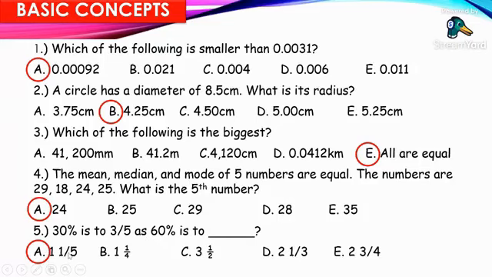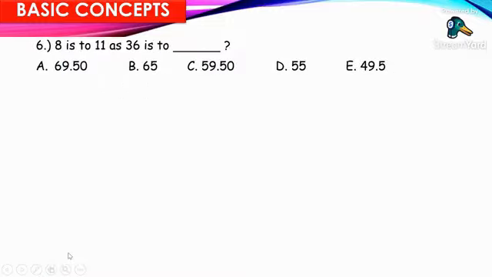Okay, let's have number 6. Number 6, ratio and proportion pa rin. So, 8:11 as 36 is 2 blank. Okay, comment down your answers.